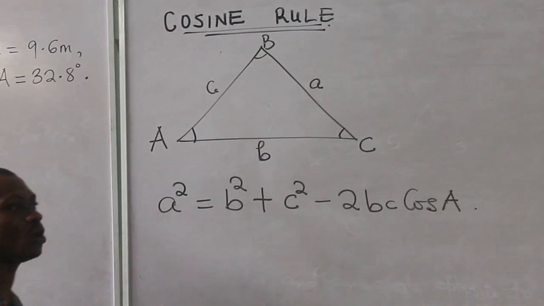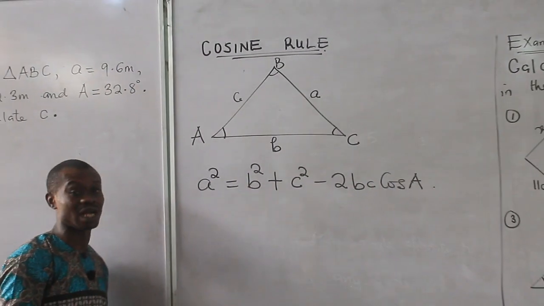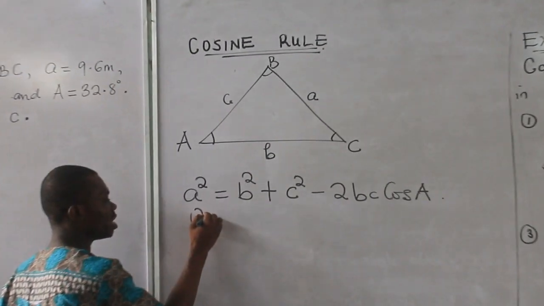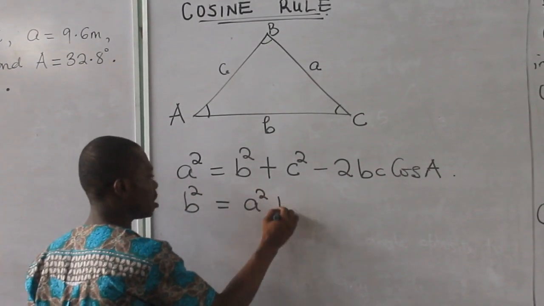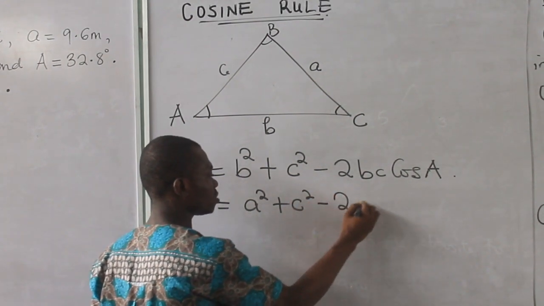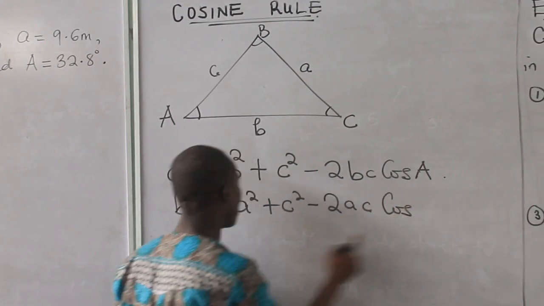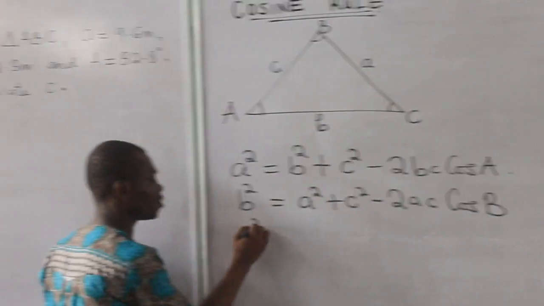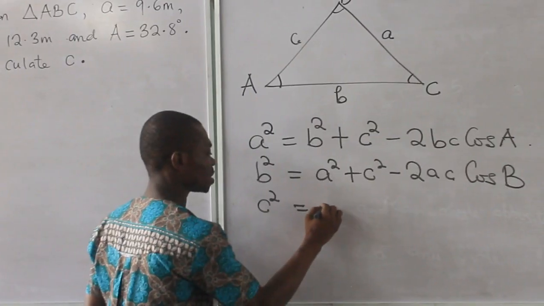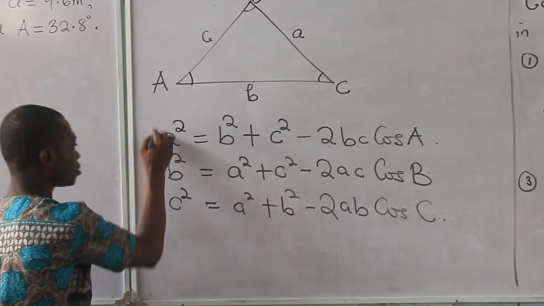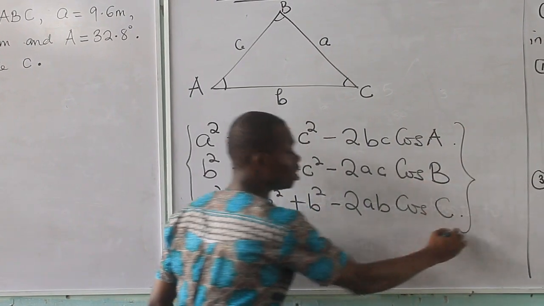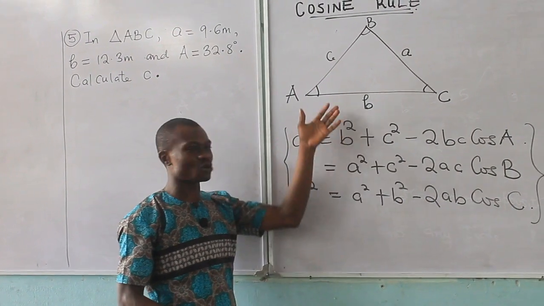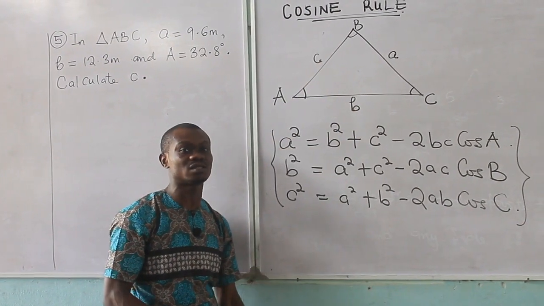Okay, so by implication, what it means is that we can actually write this for all the sides. So I can write for b squared, and that is equal to a squared plus c squared minus 2ac, and then cos the angle of this, which is what? B. And I can as well write for the third one, which is c squared is equal to, which is angle C. So this gives us the three statements of our cosine rule. So the cosine rule is summarized in these three formulas.